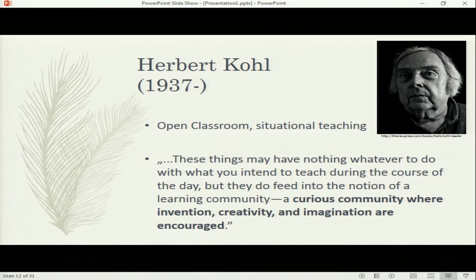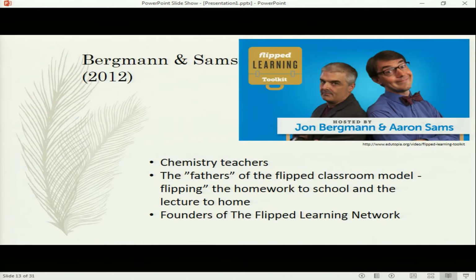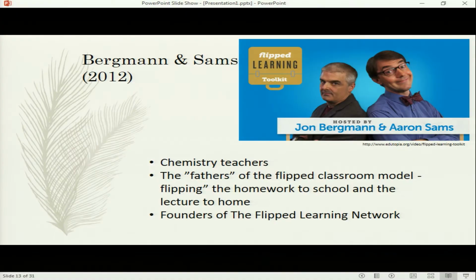Herbert Kohl said that it is very important to encourage creativity and curiosity in the classroom. Bergman and Sams were two chemistry teachers who created the expression flipped classroom. They started using this method in their classrooms, and basically they gave the name to it. So they are, not fathers, but maybe they are the godfathers who gave the name.